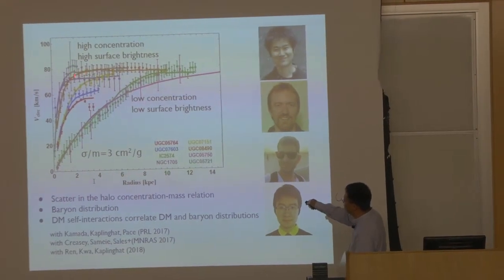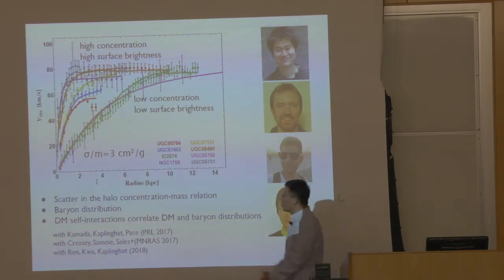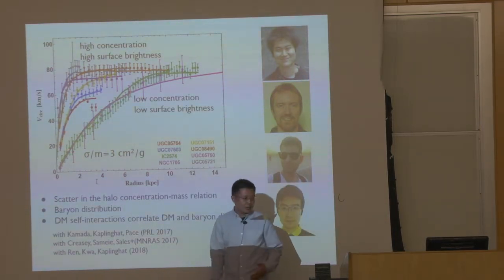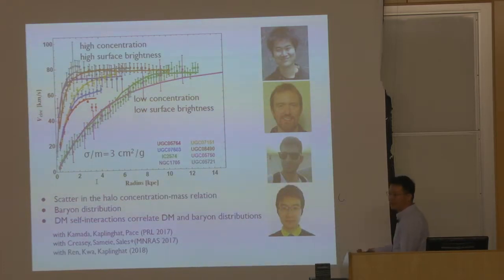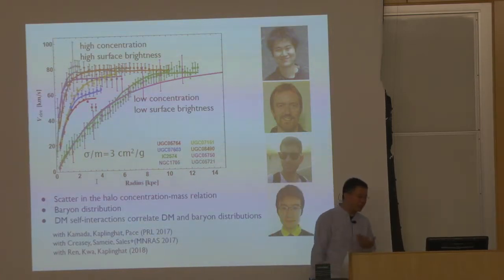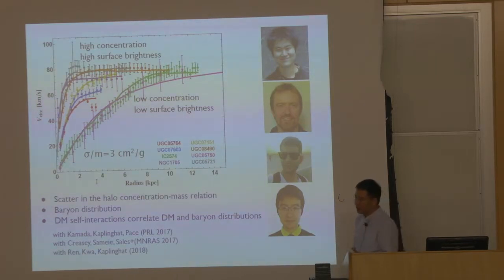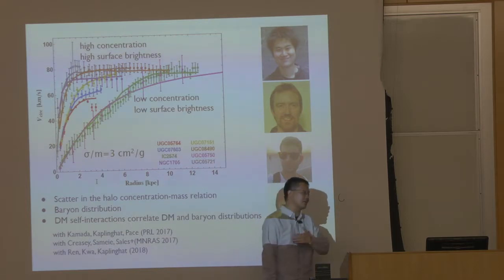Okay, this mass is about, Vmax is about 80. And if you look at the inner region, it's a factor of 4 spread. These are the data with error bars from observations, and the solid curves are from SIDM fit. So we summarize, there are 3 important points. One is the spread in the halo mass concentration is important. So it's essentially saying that some galaxies are just more dense than other galaxies.